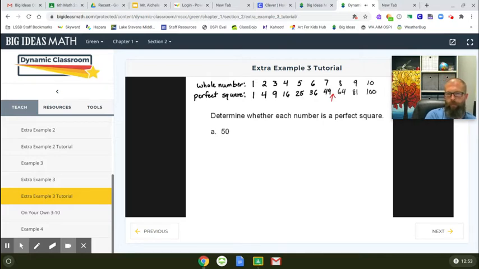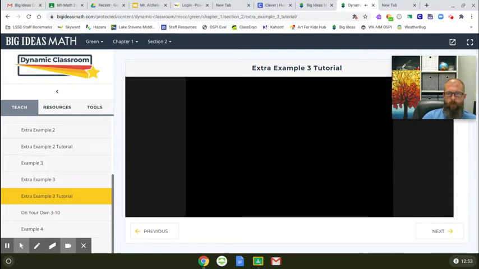Let's look at another example. Determine whether 9 is a perfect square. In our list of perfect squares, we can see that 9 is included. This means that 3 squared equals 9. So, 9 is a perfect square. Well, there it is. 9 is a perfect square.